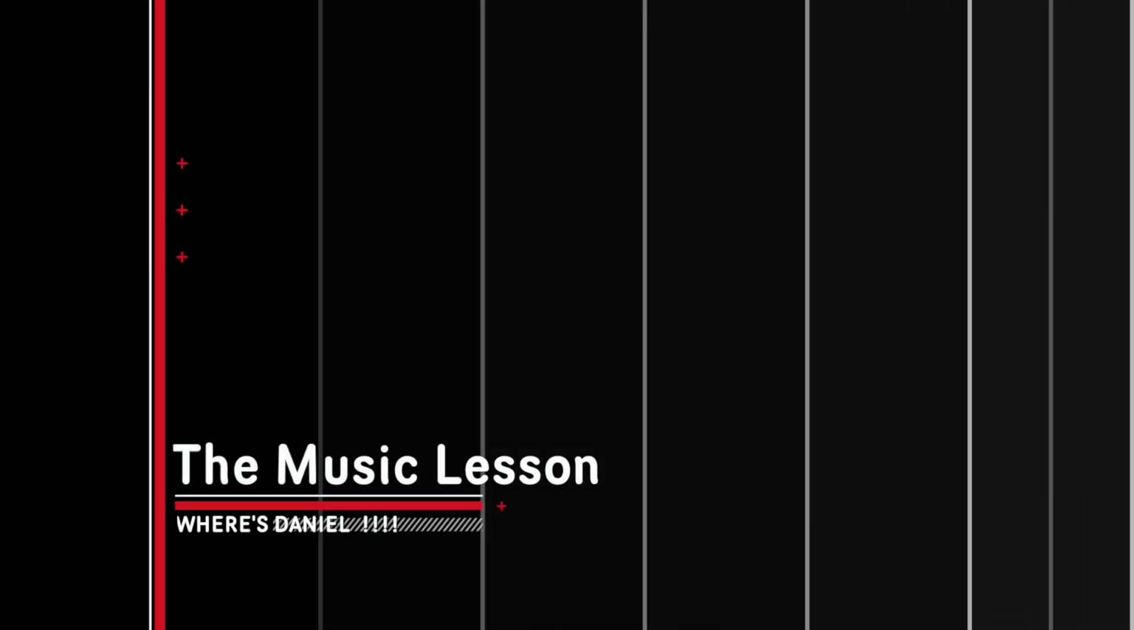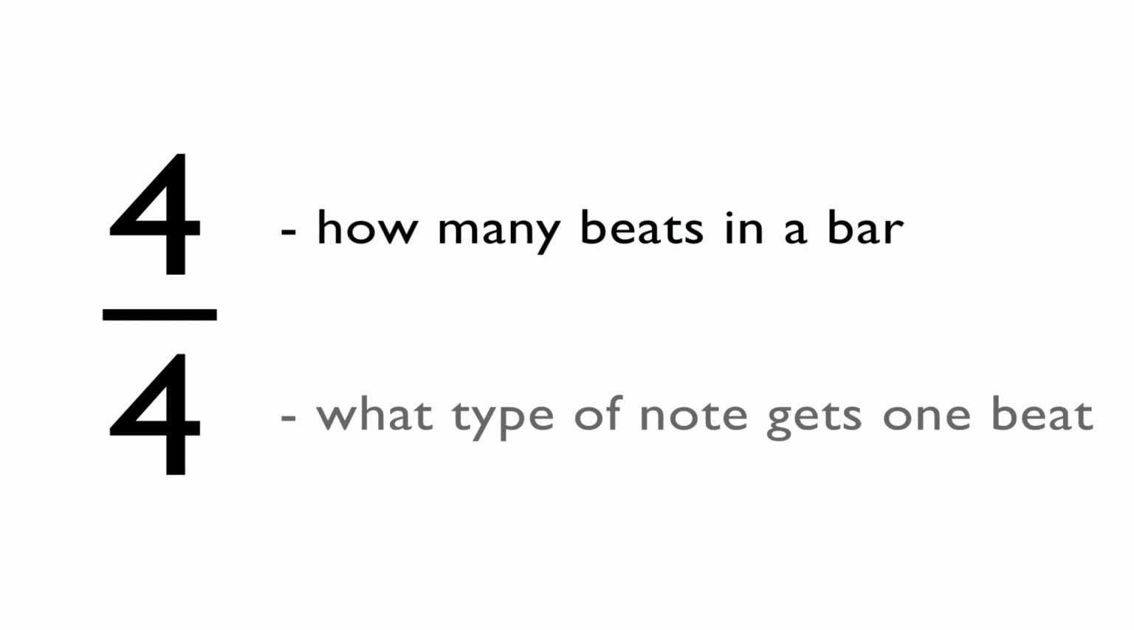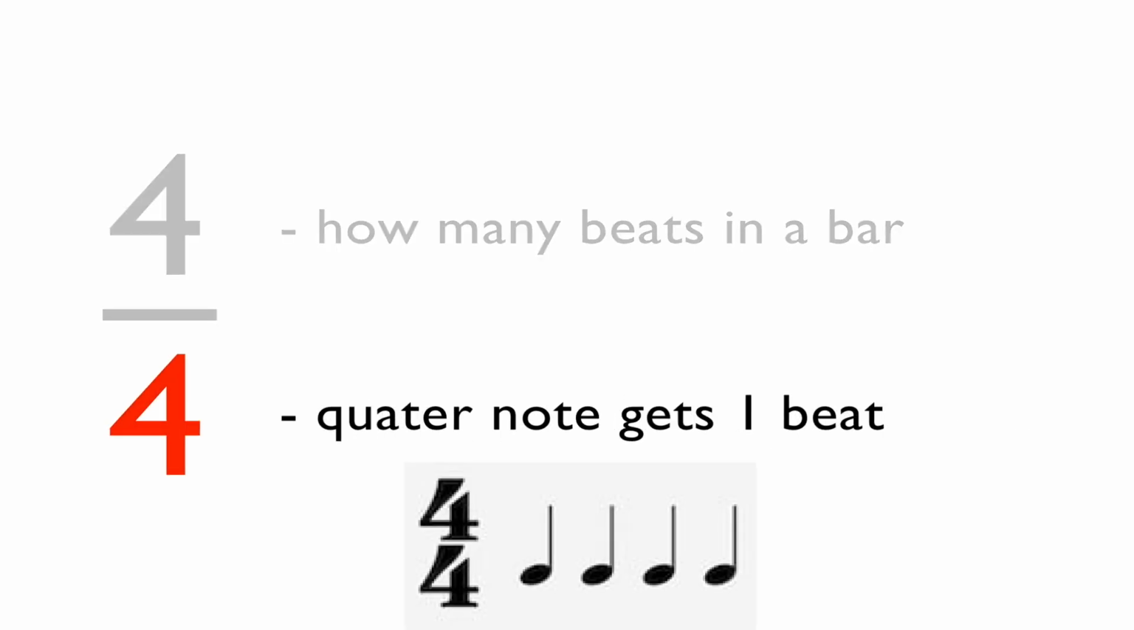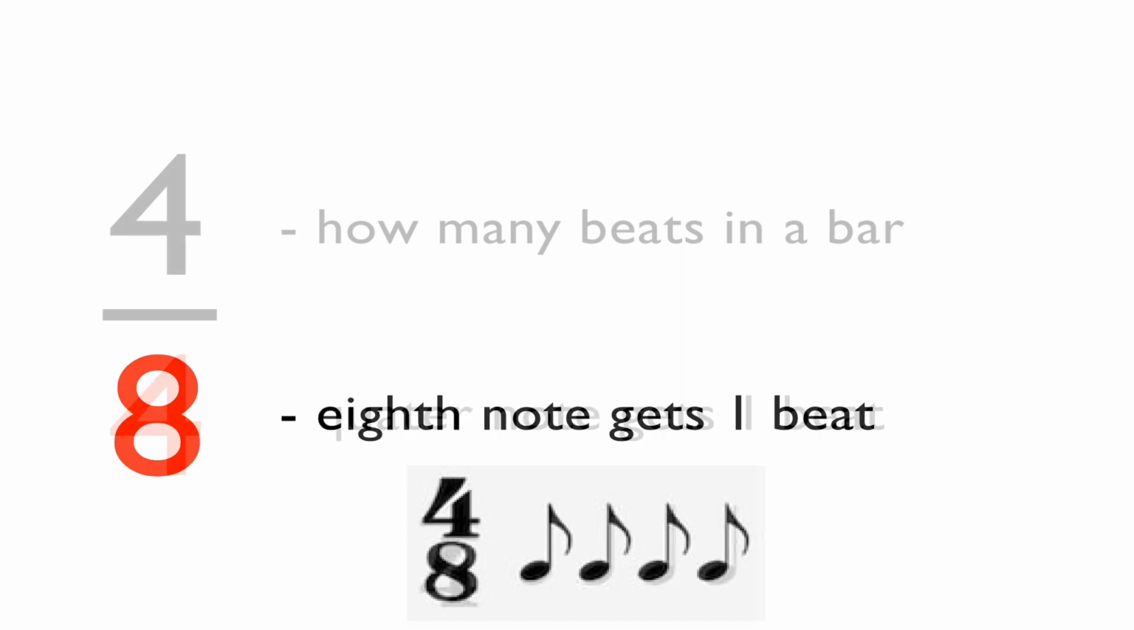Okay, it works like this. The upper number is how many beats in a bar or measure, and the bottom number is the type of note that gets one beat. Now the bottom number is almost always a 4 or an 8. If it's a 4, that means that a quarter note gets one beat. And if it's an 8, that means an eighth note gets one beat.